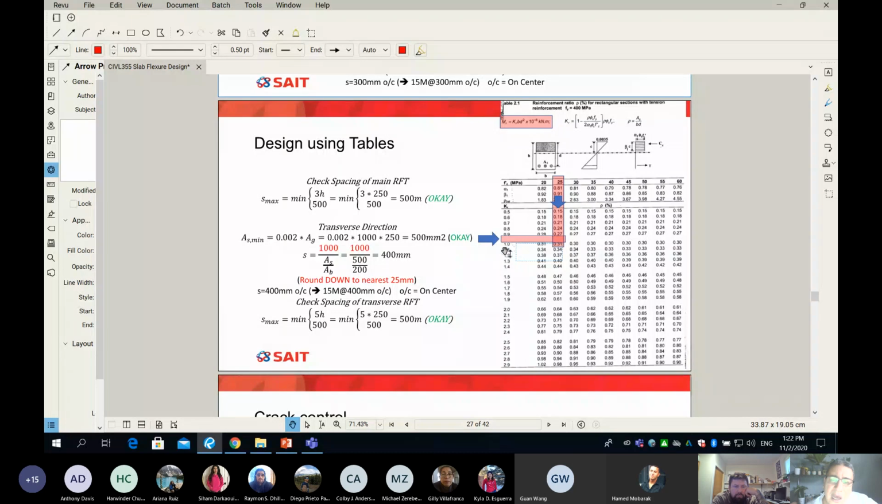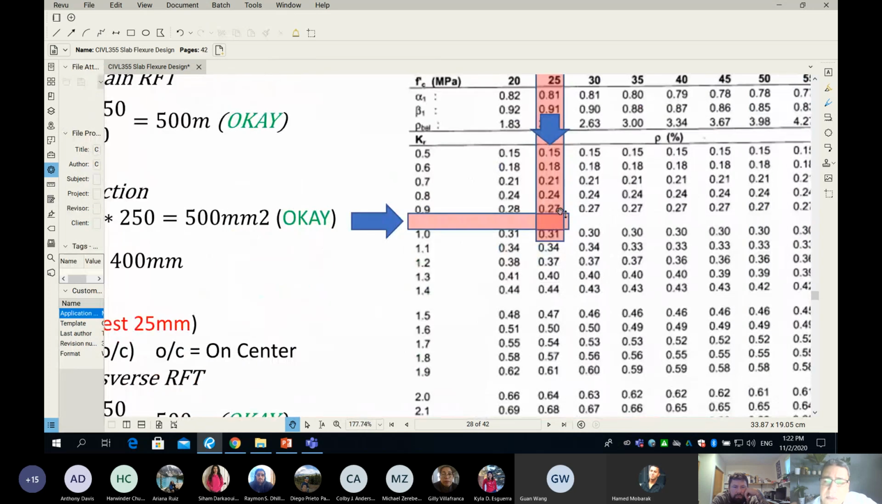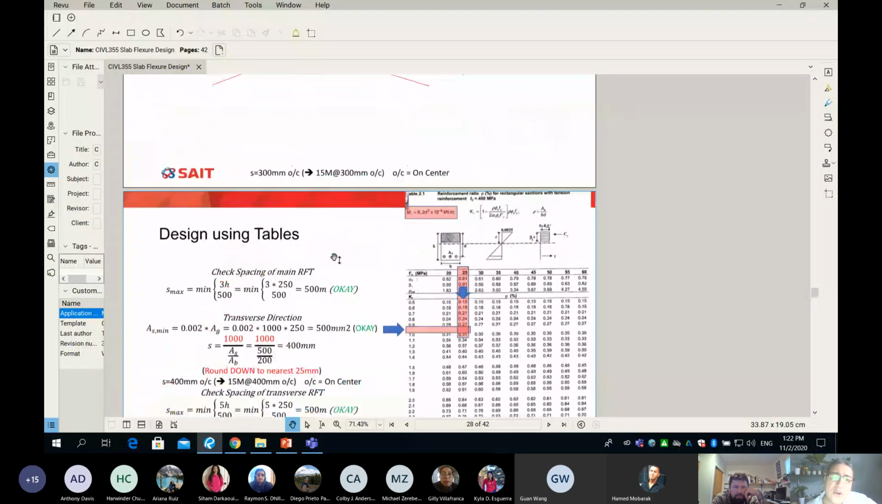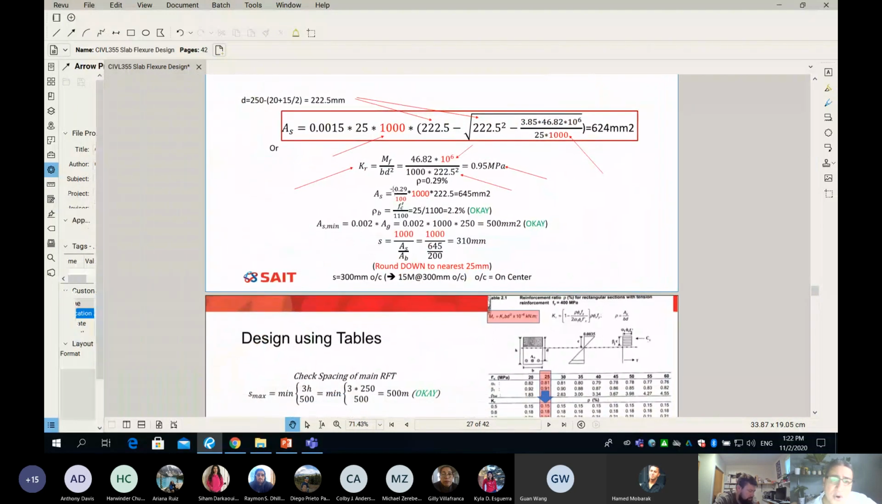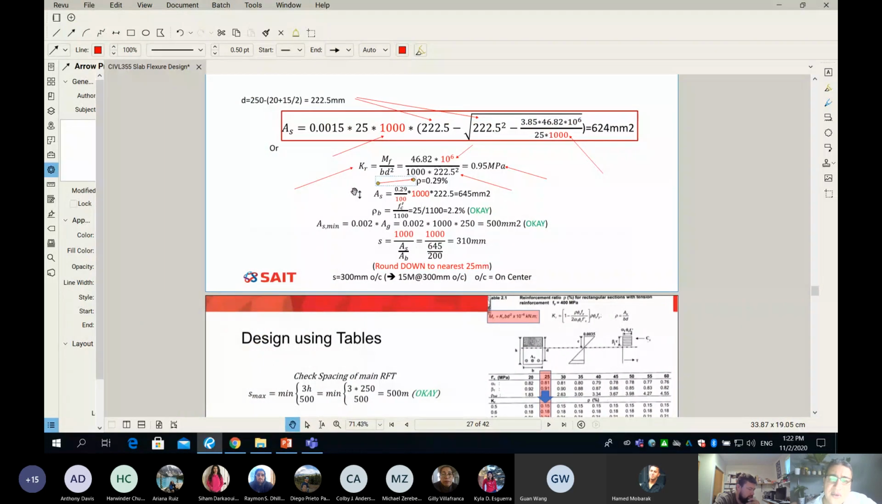So you can see here, 0.95 is exactly between 0.9 and 1. So I go in the middle, and then I go to the column 25, and you can see here how much my rho is. I'm going to zoom in. So my rho is exactly the middle between 0.27 and 0.31, which is 0.29. So now I know my rho by interpolation. And then finally, to find area of steel, I take 0.29 divided by 100 because it's a percentage, and then multiply by 1000, which is the width of my beam, and then multiply by the d. So I got 645.